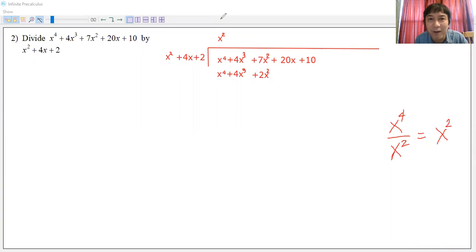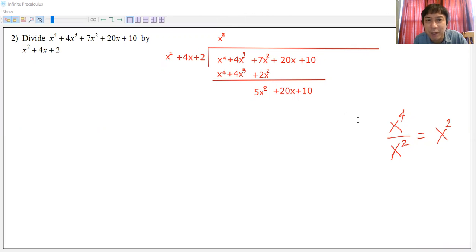We're back to subtract. So we put a line here, and then the subtraction process. x to the fourth minus x to the fourth, 4x cubed minus 4x cubed, those are zeros. Now 7x squared minus 2x squared, that'll be 5x squared. We write a number 2 there. And then the plus 20x plus 10 will just be brought down, because there are no terms below them. That means minus zeros, so we'll just rewrite it down here: plus 20x plus 10. After subtraction, we're back to divide.